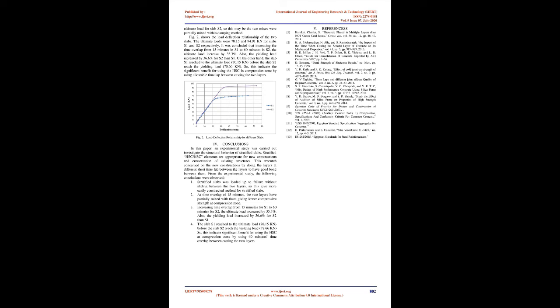4. Slab S1 reached the ultimate load, 70.15 kN, before slab S2 reached the yielding load, 78.66 kN. This indicates a significant benefit of using HSC in the compression zone by using a 60 minute time overlap between casting the two layers.